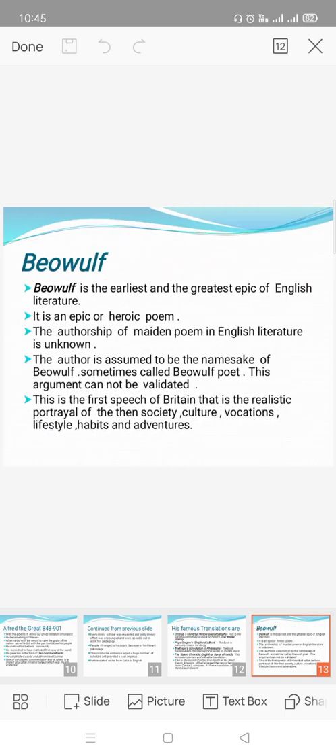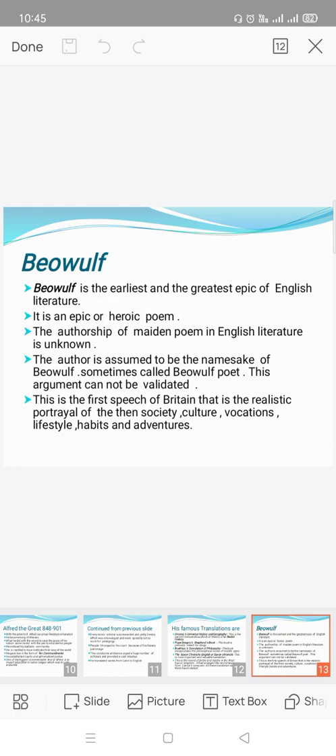Now let us discuss our maiden poem, Beowulf, with various facts about the meter, the language, and the imagery employed in this poem. Beowulf, as I told in the introduction, is the earliest and the greatest epic of English literature. It is an epic or a heroic poem.